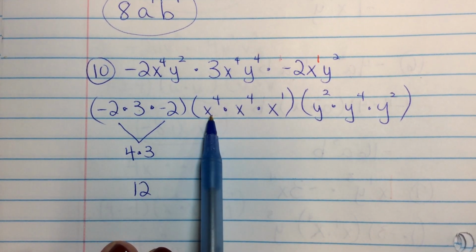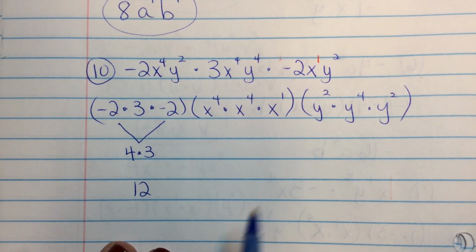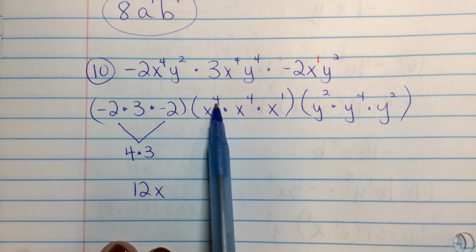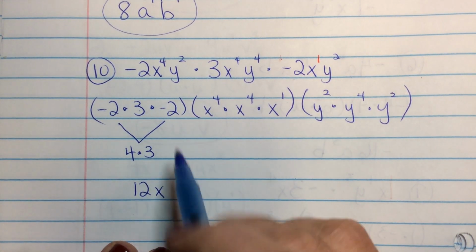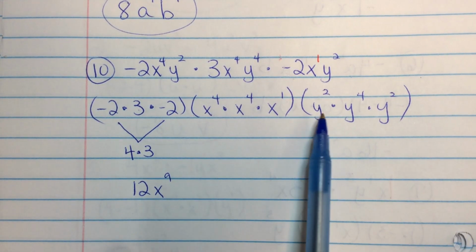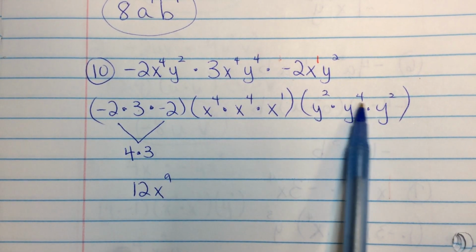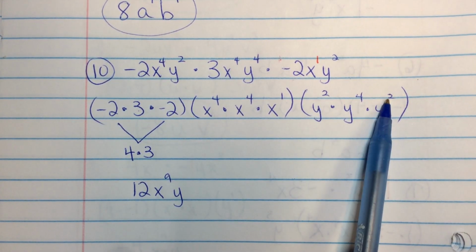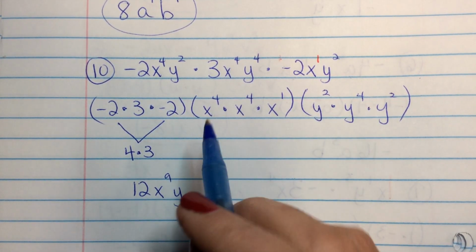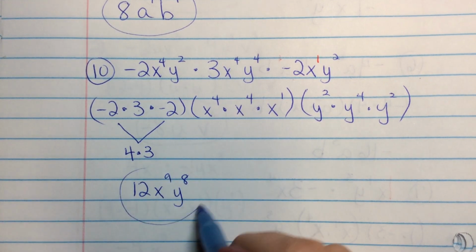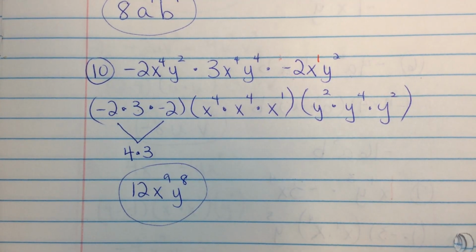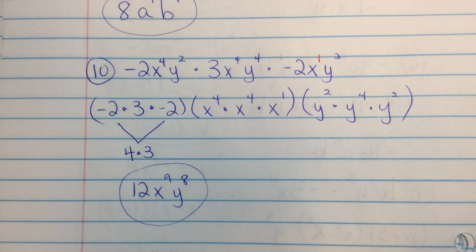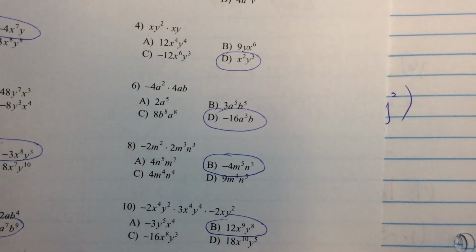Then I have 4, 4, and 1. So I had to add 4, 4, and 1. 4 plus 4 is 8, plus 1 more is 9. Then I have y squared, y to the 4th, and y squared. So 2 plus 2 is 4, and 4 plus 4 is 8. That's that. And there we go.